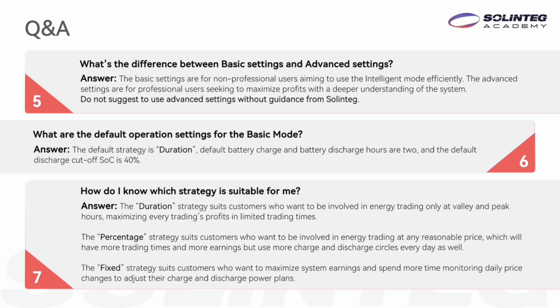And if some customers want to know which strategy is suitable for them, we can follow the instructions that we have shown before. The duration is the default and the simplest one, and it's especially useful for customers who know how long the battery will need to discharge or charge. The percentage is suitable for customers who want to be involved in energy trading at any reasonable price. And the fixed strategy is suitable for some professional customers who want to maximize their system's earnings, and they are willing to spend more time monitoring the daily price changes.